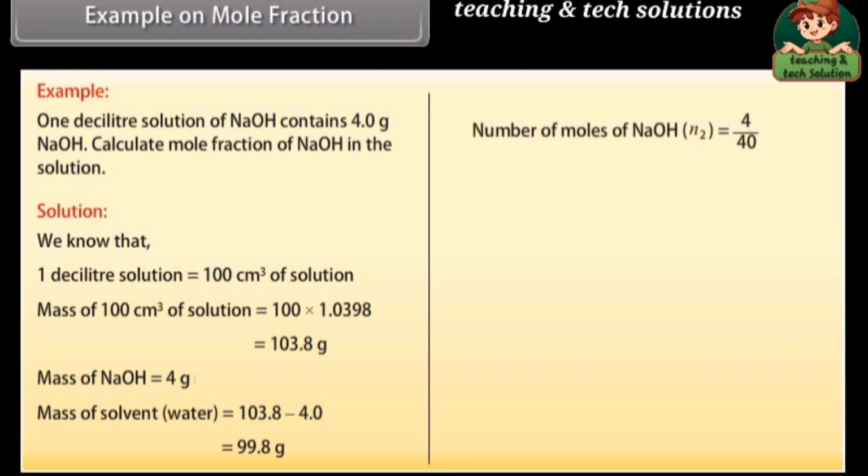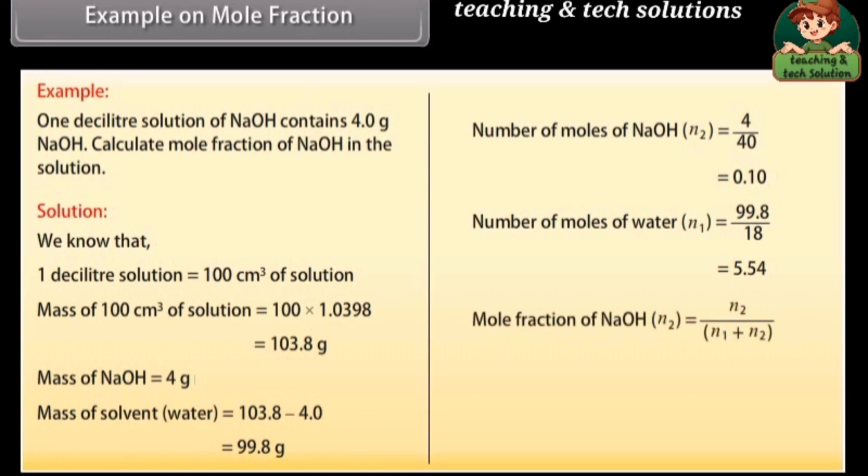Number of moles of NaOH, N2, is equal to 4 upon 40, which is 0.10. Number of moles of water N1 is equal to 99.8 divided by 18, which is equal to 5.54. Mole fraction of NaOH, X2, is equal to N2 upon N1 plus N2, which is equal to 0.018. Hence, mole fraction of NaOH in the solution is 0.018.